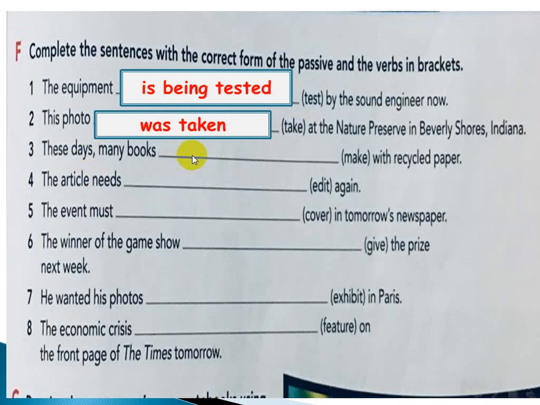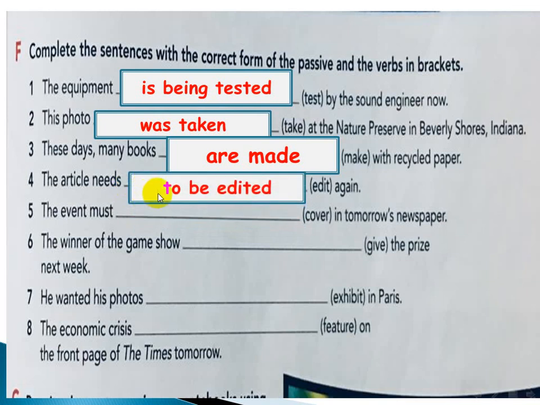Many books are made with recycled paper. Number 4, the article needs. Again, we have "needs," and I think in this case we have an infinitive verb. So how can I rewrite this one? You have to use to plus be plus verb 3. So the answer is "to be edited."